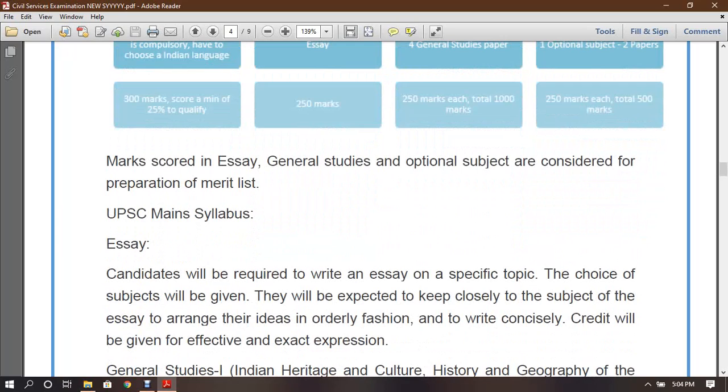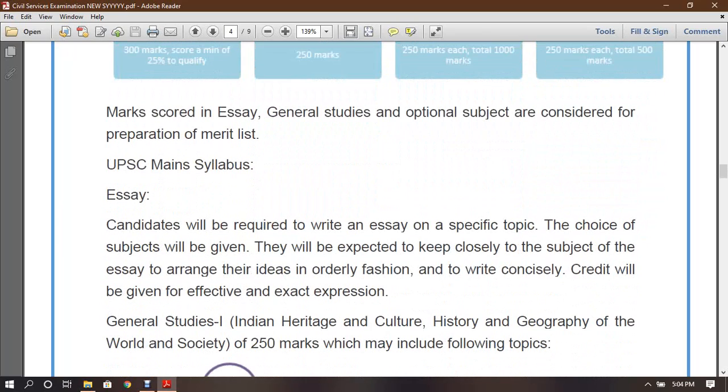The UPSC mains syllabus starts with the essay. First of all, we discuss the essay. The candidate will be required to write an essay on a specific topic. It has an A part and a B part. Part A is 125 marks, the second part is 125, total 250.